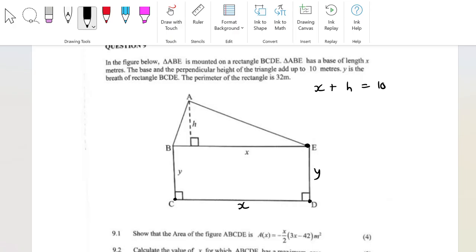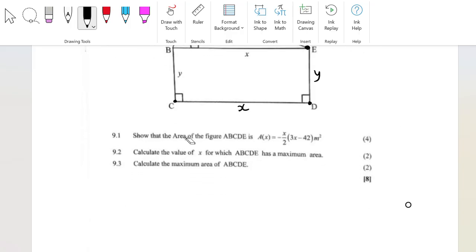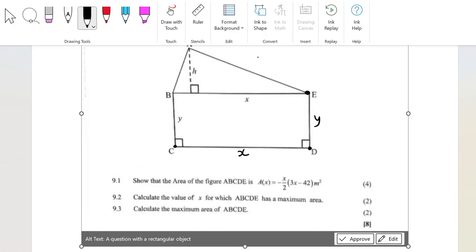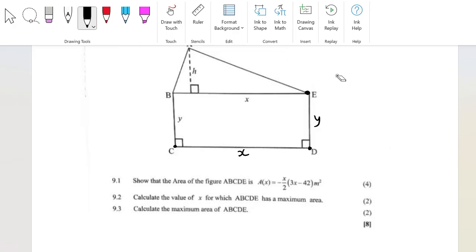y is the breadth of the rectangle. Okay, we see that. Now let's see. Show that the area of ABCDE, which is this whole thing over here, can be represented as A of x equal to negative x over 2, 3x minus 42.